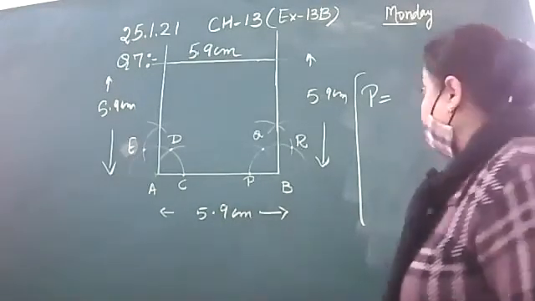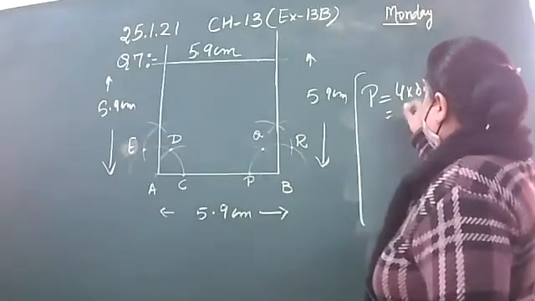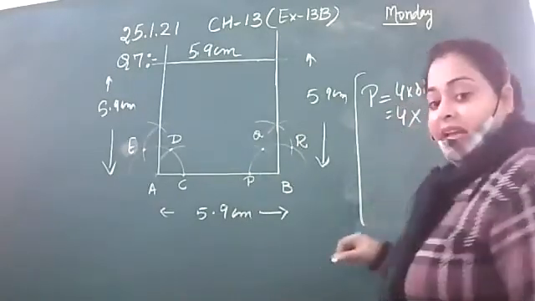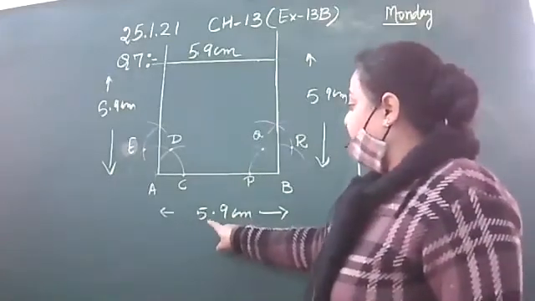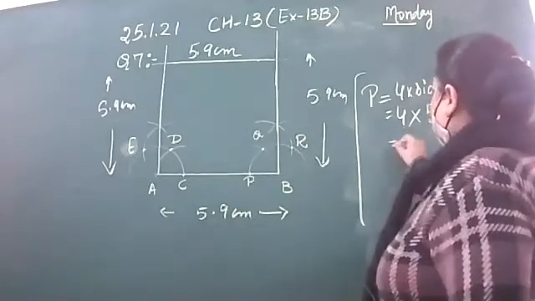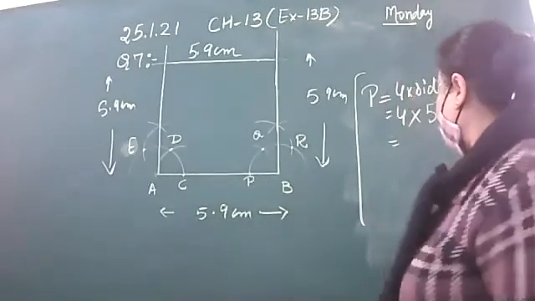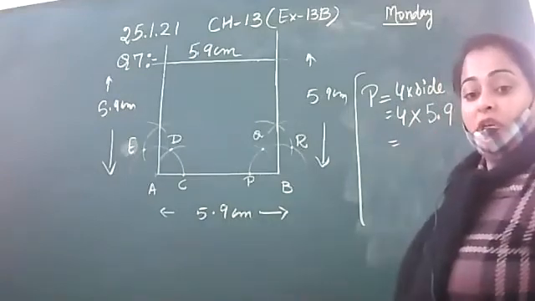Very good, Raiman Sharma. 4 multiplied by side. Yes. So 4 multiplied by side, the side is given to you as 5.9. Do the multiplication and write down your result in the chat box.